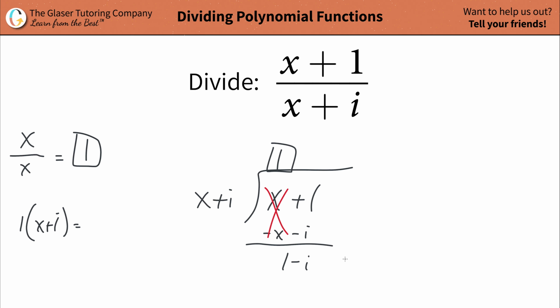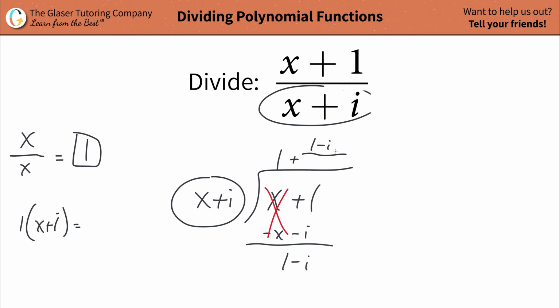So, from here, we're basically done. And the reason why I know I'm done is because I have no x term left here, so there's nothing more for me to divide into. Once you have no x terms left, this is now your remainder. So you're going to write plus, and then take this remainder, 1 minus i, and put it over your divisor, whatever your denominator was.